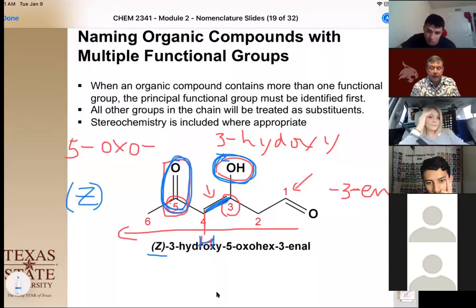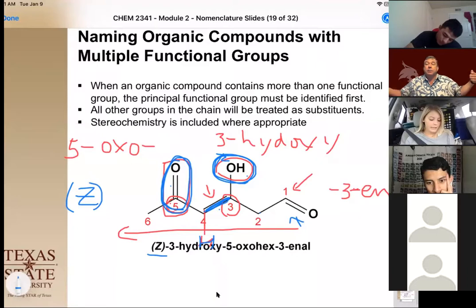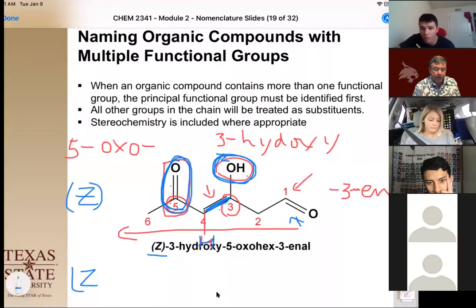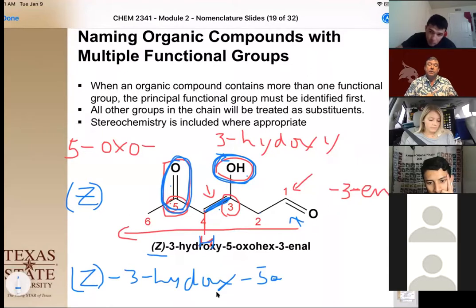We have our oxo named, we have our hydroxy named, we have our double bond named, we have our aldehyde at the end. Let's pull it all together. And so Z, and we put that in brackets out front, 3-hydroxy, 5-oxo. Notice the hydroxy comes first because of alphabetical order.